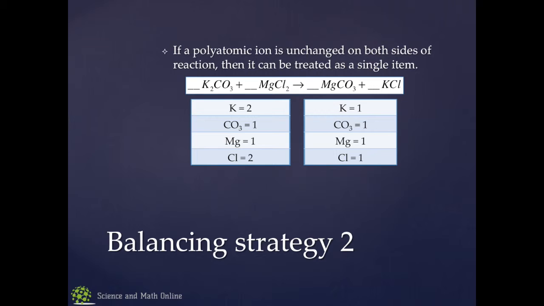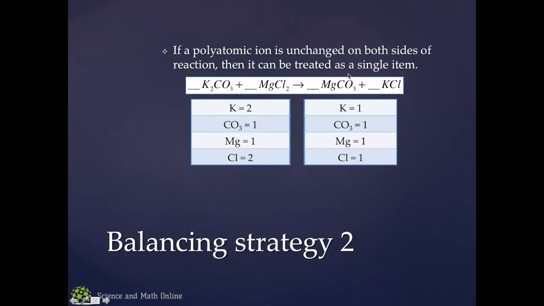Strategy number 2. When dealing with polyatomic ions, if they are the same on both sides, meaning the formula doesn't change, it's CO3 and CO3, then you can just treat it as a single element when you're counting, instead of having to count the carbon and oxygen separately. This makes it easier to do. Do be aware, sometimes polyatomic ions are involved in the reaction and change. Like for example, carbonate can oftentimes become carbon dioxide and one of the hydrogens can get kicked off. That's change. And when that happens, you have to do carbon and oxygen separately. But for right now, we can keep them together because they're exactly the same on both sides.